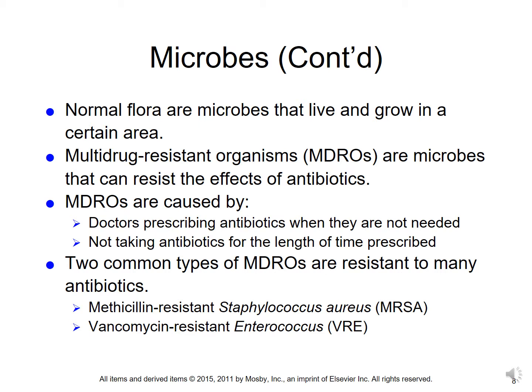2 of the most common types of MDROs are MRSA, methicillin-resistant Staphylococcus aureus, commonly referred to as a staph infection, and then vancomycin-resistant Enterococcus, or VRE. These are very common types of multi-drug resistant organisms that you will hear about. Another common infection is Clostridium difficile, and this is actually a toxin that grows in your gut and is usually kept in check by your good bacteria, but people who have been on antibiotics are at risk of having an overgrowth because antibiotics kill your good bacteria along with the bad bacteria.